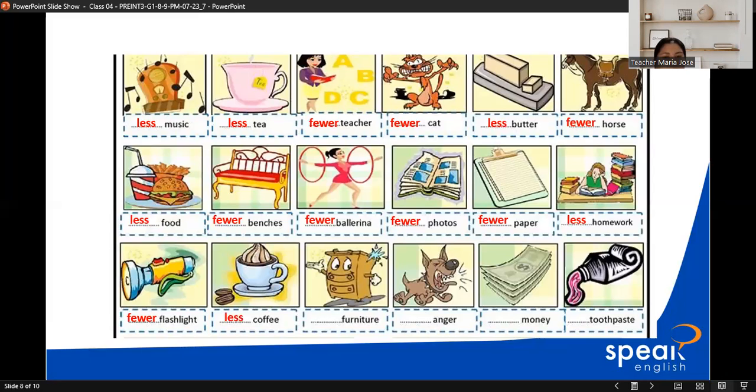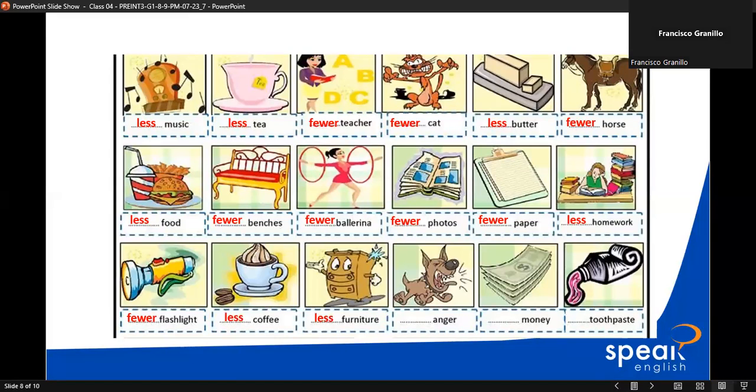Furniture, Francisco. Fewer. Are you sure? Furniture is... okay, less. If you count, for example, the sofas, you can count the tables, you can count the beds individually. But when you say furniture in general, you don't count it. So you say less furniture. In general. Okay. Thank you.